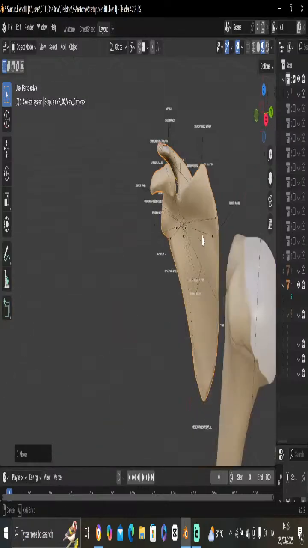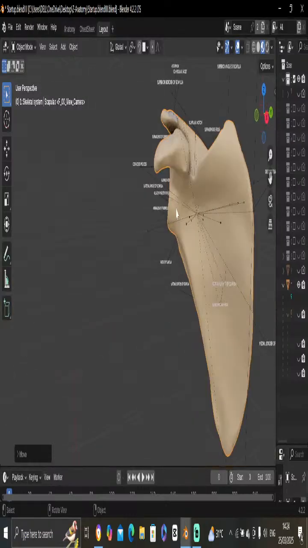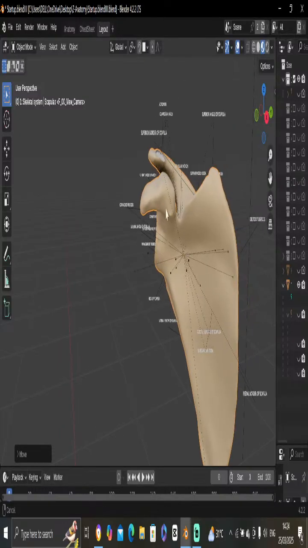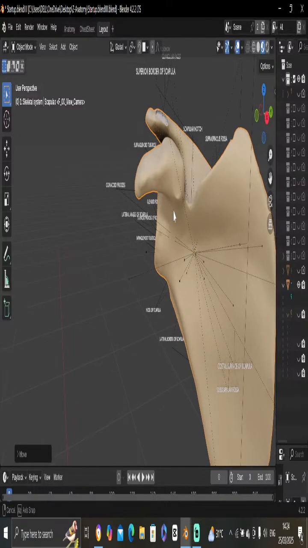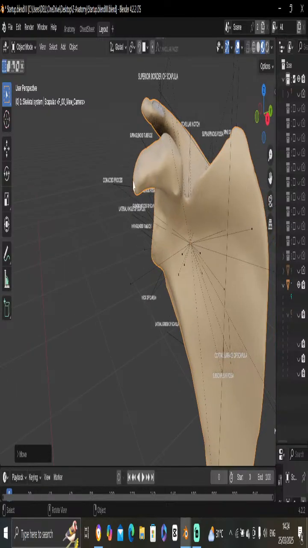So lateral to the scapular notch, we have the coracoid process. Let me center the scapula. So this is the coracoid process of the scapula. The coracoid process also provides attachment points for multiple muscles.